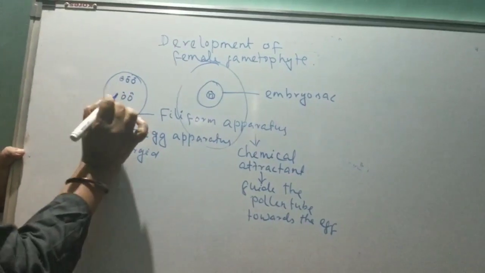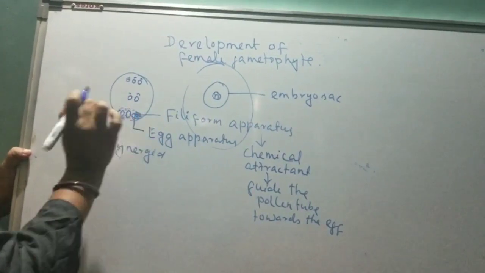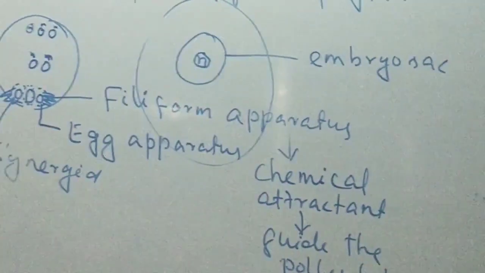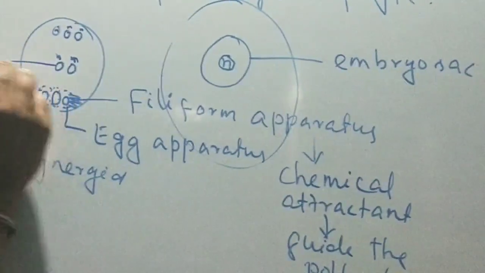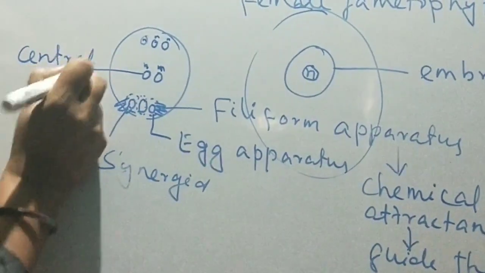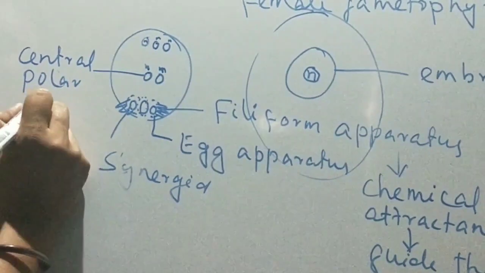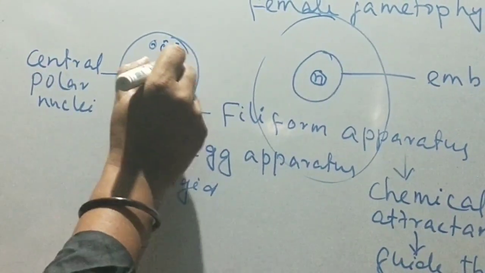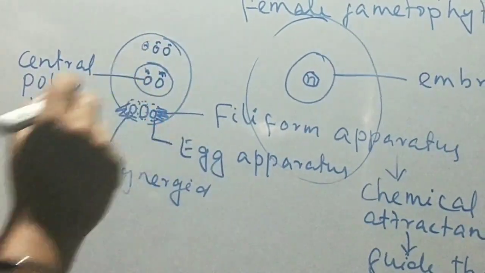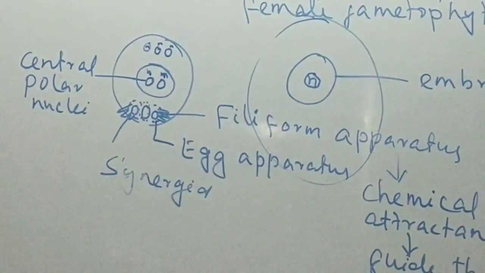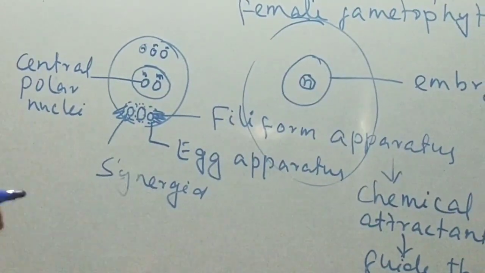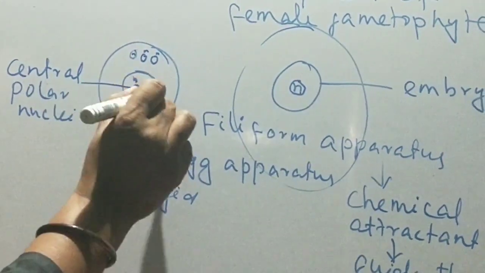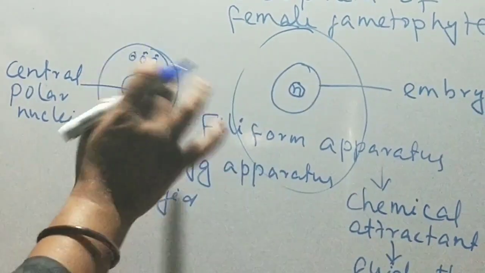Now 2 central nuclei are present here, each having chromosome number N. These 2 central nuclei are called central polar nuclei. At the time of fertilization they fuse, but they are covered by only 1 cell. Two nuclei are present but only 1 cell wall, so it is diploid: N and N fuse during fertilization forming 2N.